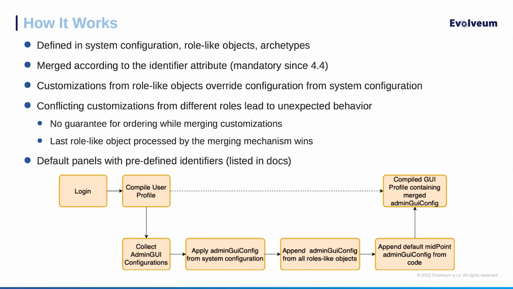After all these steps are applied, the result is the so-called compiled user profile, which can be used during the user's whole session. You might have noticed before that after changing the configuration for user interface in system configuration object or role, you have to log out and log in for the configuration to take effect. It is influenced by the fact that we compile as much as possible while logging in for users to avoid an unnecessary request to the database and to speed up the rendering for the graphical user interface.